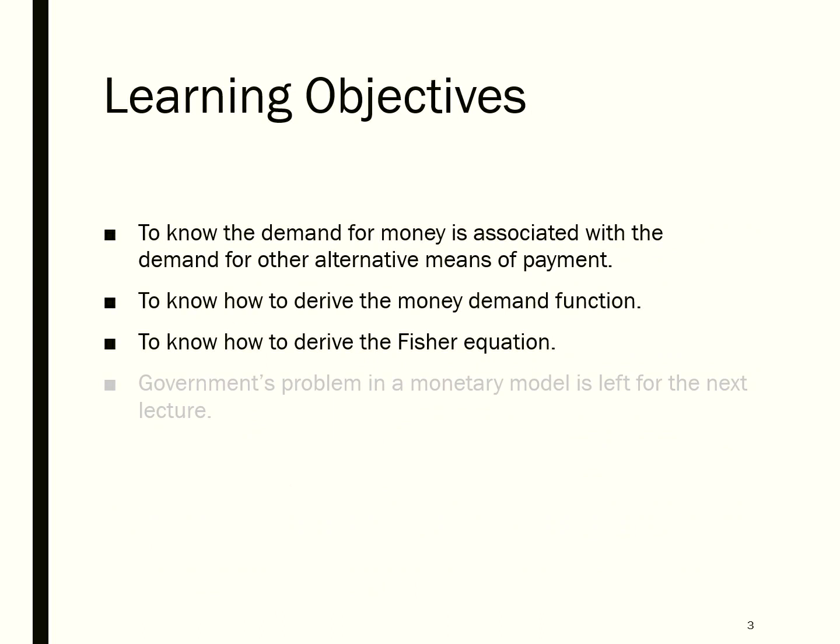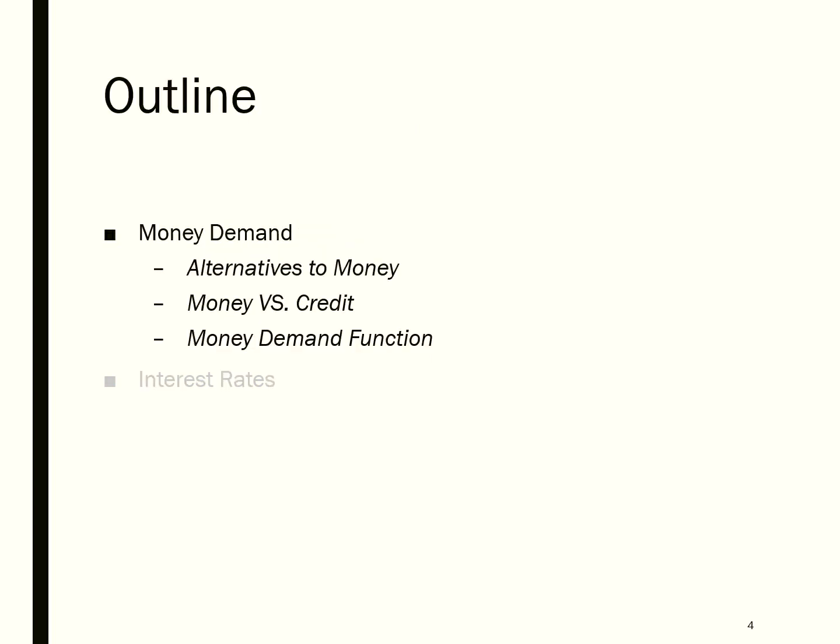This lecture has 3 learning objectives. The first one is to know the demand for money is determined by the alternative means of payment. The second learning objective is to know how to derive the money demand function. And the last one is to know how to derive the Fisher equation. So the focus of this lecture is on the demand side of the money market, and these are the 3 things we are going to discuss.